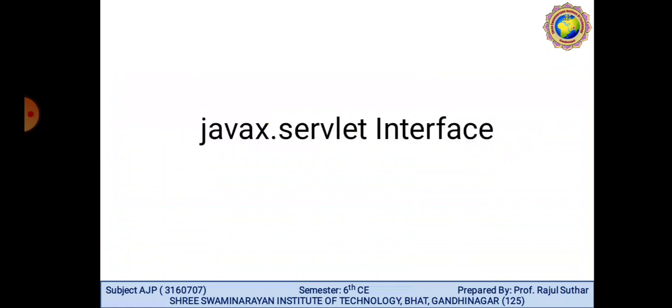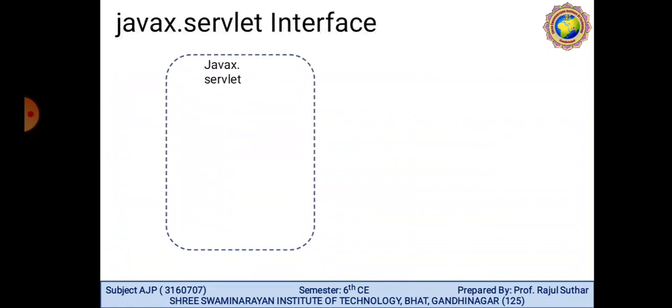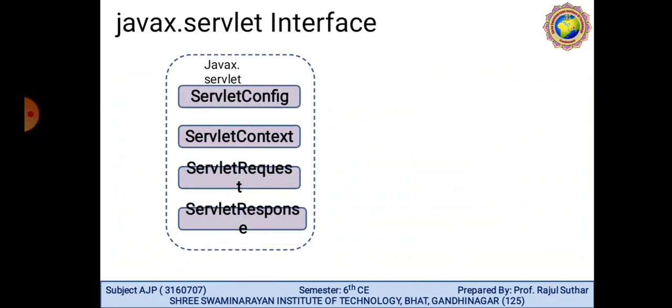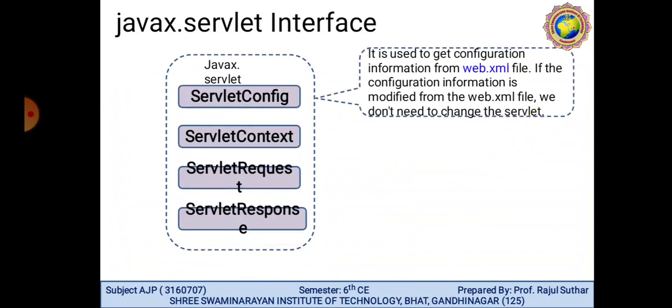javax.servlet interface. What is the use of the javax.servlet interface? This interface covers four types of classes or configuration: servlet config, servlet context, servlet request, and servlet response. First one, servlet config. It is used to get the configuration information from the web.xml file. If the configuration information is modified in the web.xml file, we don't need to change the servlet.